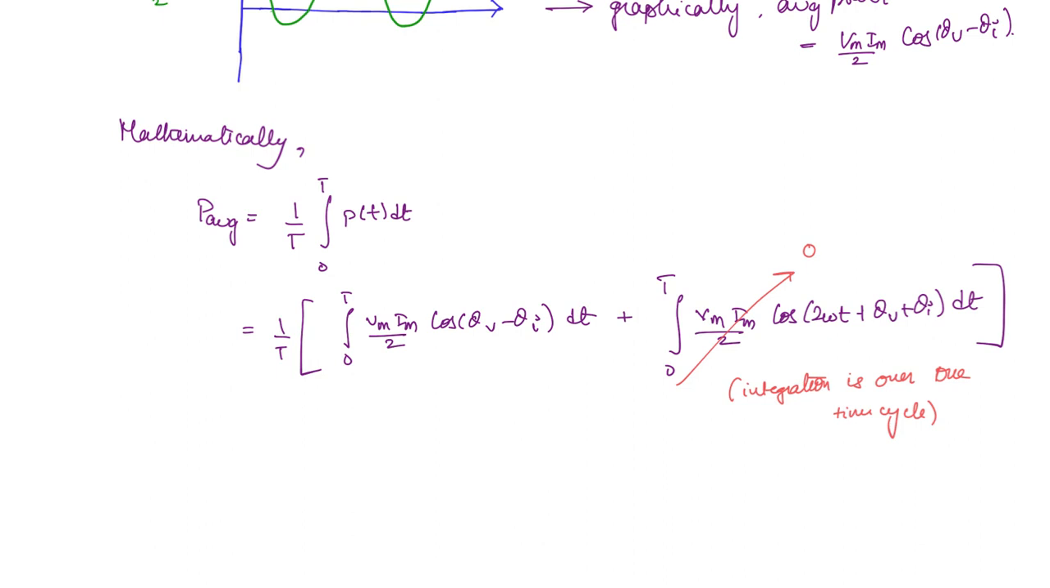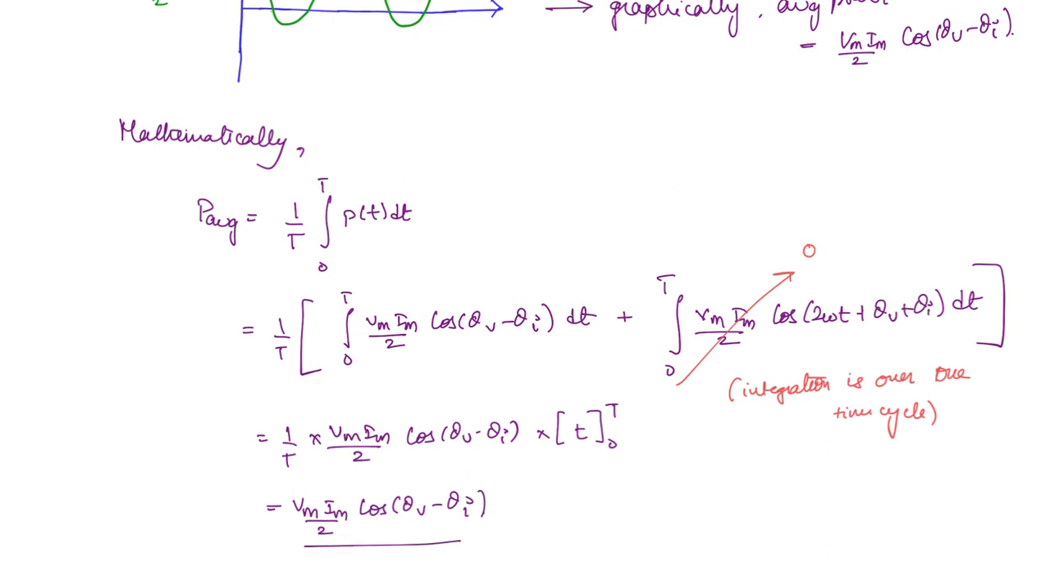So what are you going to get here? 1 by T into Vm Im by 2 cos(theta v minus theta I). These are all constants, so you can take them out. Integration of dt is only T, and this is from 0 to T, so T and T will get cancelled. So what are you left with? Vm Im by 2 cos(theta v minus theta I). So we can see that mathematically also we got the same result.